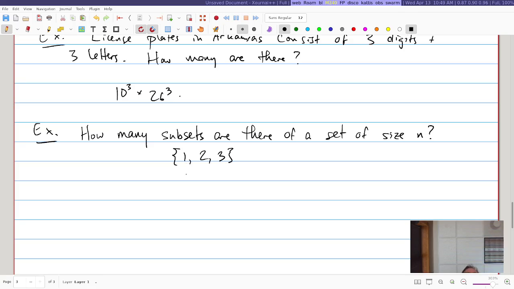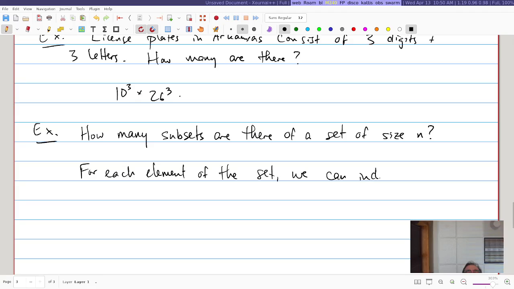So for each element, I have 2 choices. Right? I can either include it in my subset or not include it in my subset. So for each element of the set, we can independently choose to include it in a subset or not.